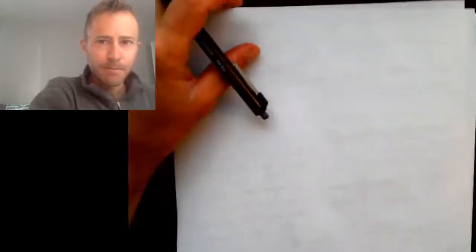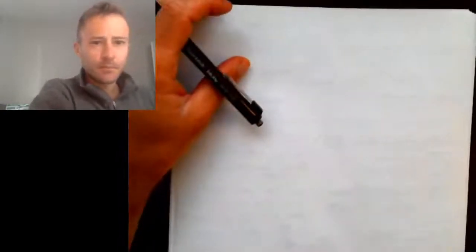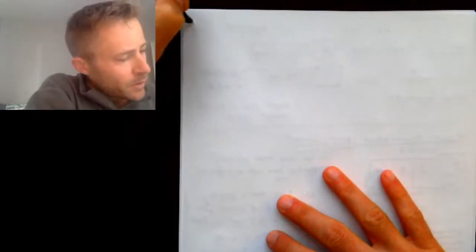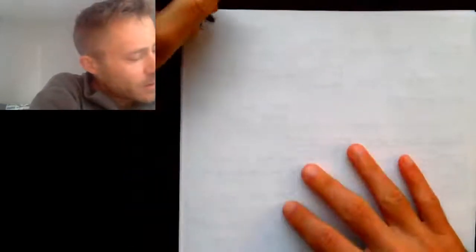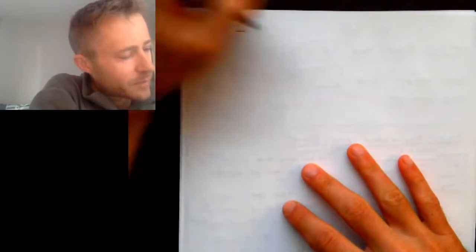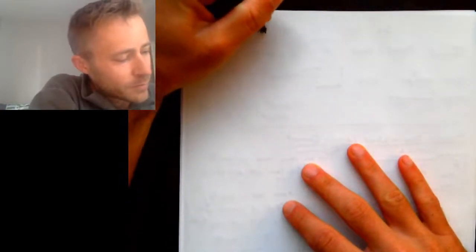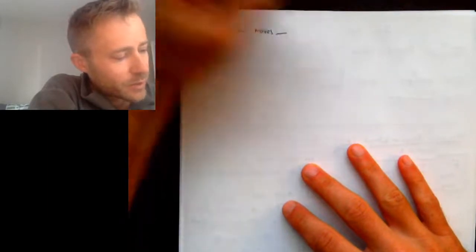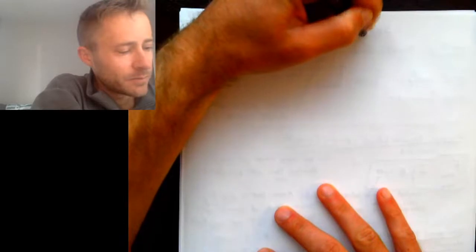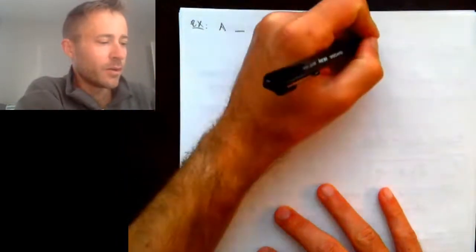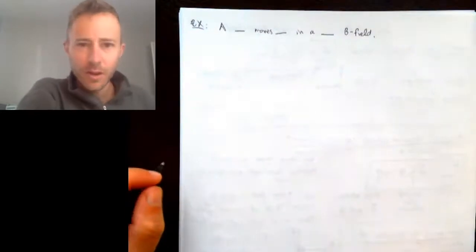Let's do some more, because this is tricky. So the format of our examples is: a blank moves in the blank direction in a blank magnetic field. Okay, and we want to know what is the direction of the force.